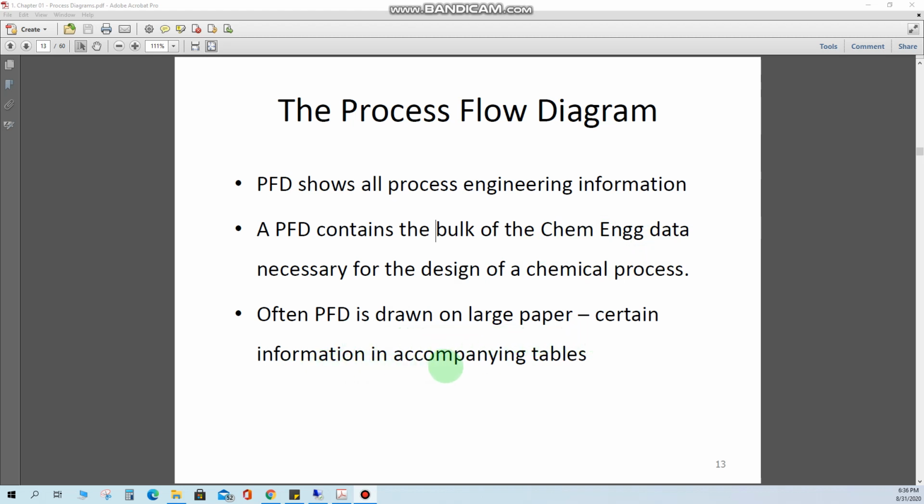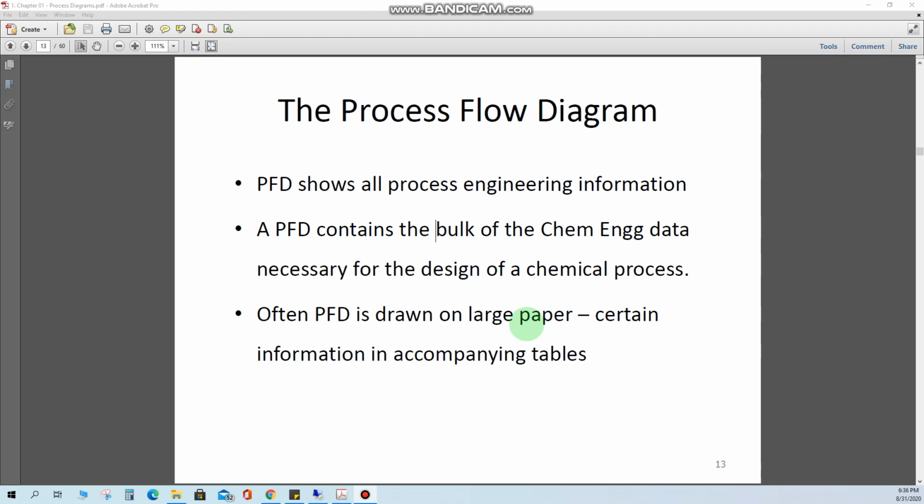Certain information is in accompanying tables. So when you make a process flow diagram, you provide the information of the stream compositions at the inlet and the outlet of the processes. When we talk about the stream information, it should primarily include the mass flow rate. Sometimes if we are dealing with gases, we need to incorporate the volumetric flow rate, temperature, pressure. These are the core conditions that you must specify on that process flow diagram.